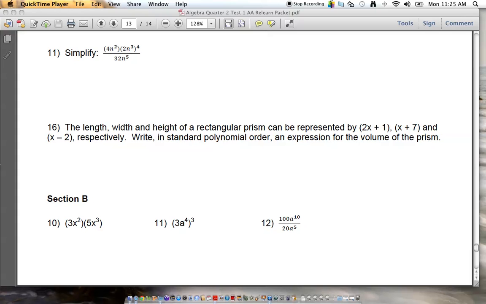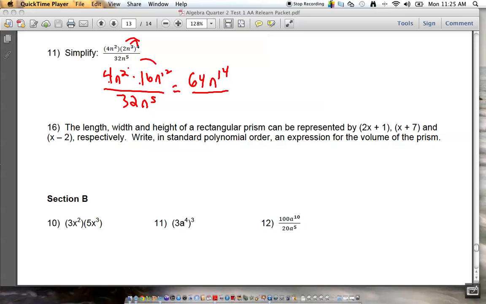All right, so the first thing I have to do is the exponent. Namely, I need to raise 2n to the third to the fourth. So that gives me 4n squared times 16n to the 12th over 32n to the fifth. Then 4 times 16 is going to be 64n to the 14th, because you have to multiply coefficients, add exponents, over 32n to the fifth. And then 32 goes into 64 twice, subtract exponents, 2n to the ninth is the correct answer to number 11.